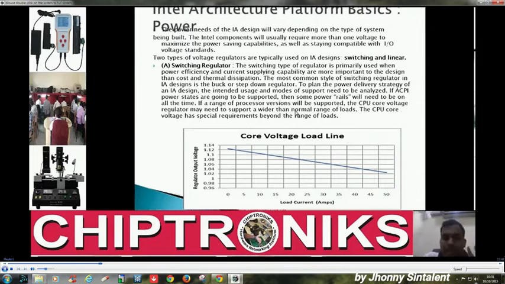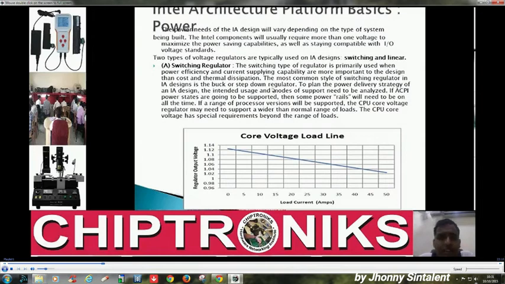So mostly two kinds of voltage regulators are used by Intel, that is switching and linear. We already have a fair idea of these kinds of regulators because we have already gone through the class of 3.35 volt regulator IC, where we had discussed the switching and the LDO. So the LDO is linear, right? And the switching is the switching regulators. So what we are saying is the Intel architecture requires two kinds of voltage regulator, one is switching and the other is linear. And let's talk about the switching regulator.